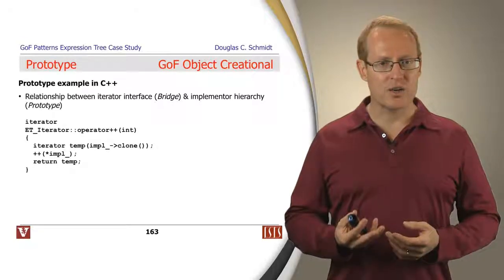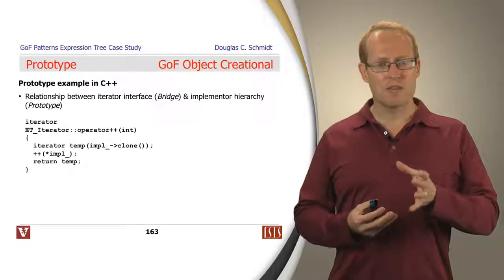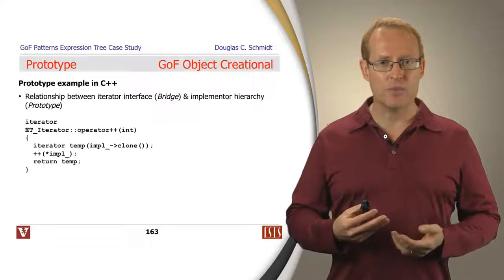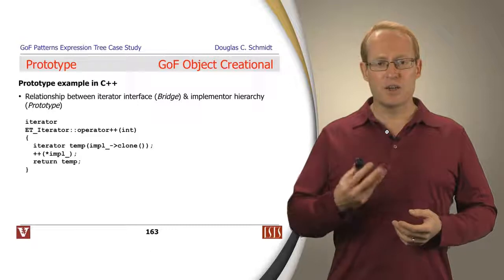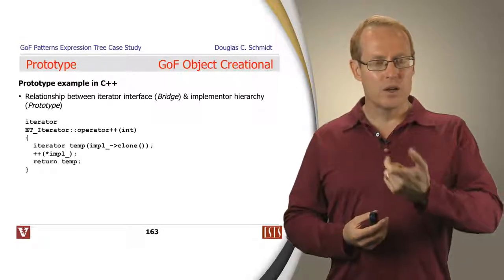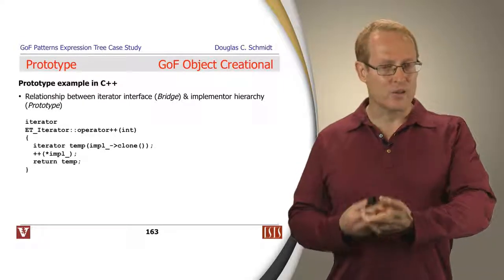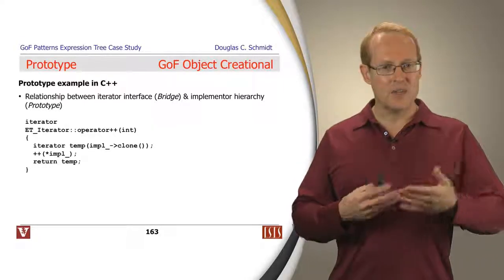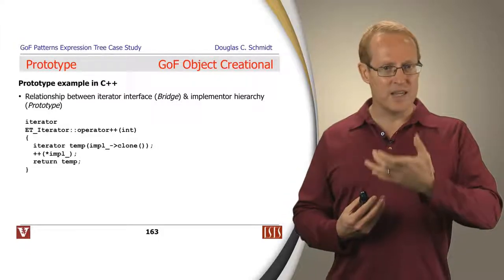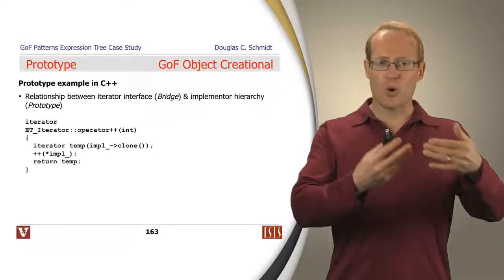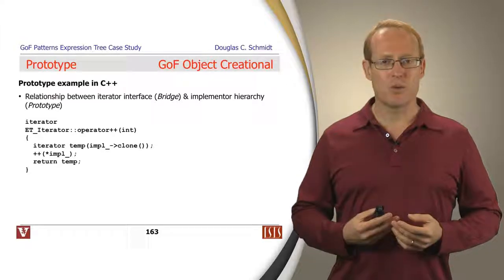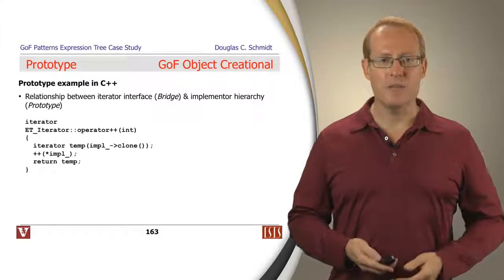What we're going to do in this particular case is show first the operator++ post-increment method defined on ET iterator, which is the bridge interface portion. And as you can see here, when it gets called, it turns around and delegates down to whoever is part of its implementer hierarchy, whoever it's pointing to there, and it says, hey implementation, clone yourself, please. And it takes that back as an ET iterator impl pointer, stores it with the ET iterator, and then it increments the iterator by 1 and returns the original copy.